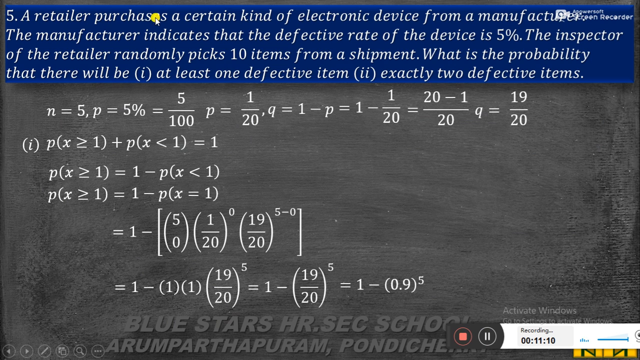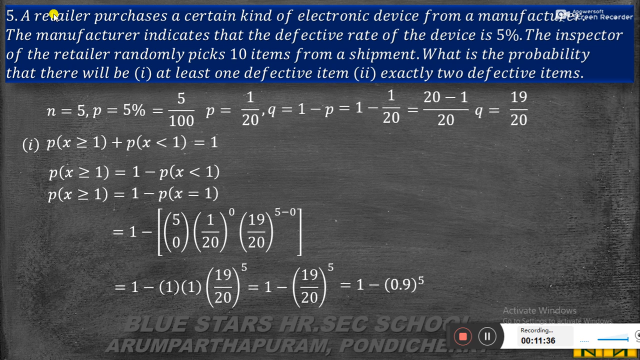A retailer purchases a certain kind of electronic device from a manufacturer. The manufacturer indicates that the defective rate of the device is 5%. The inspector of the retailer randomly picks 10 items from his shipment. What is the probability that there will be, subdivision 1, at least one defective item, subdivision 2, exactly 2 defective items.